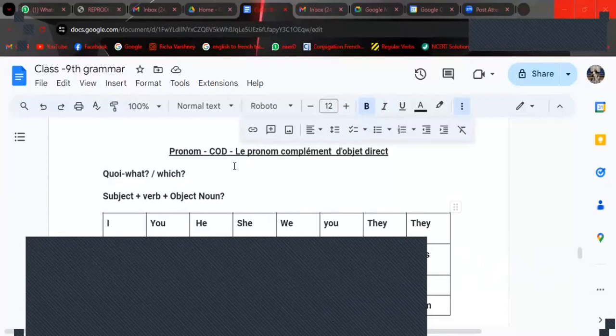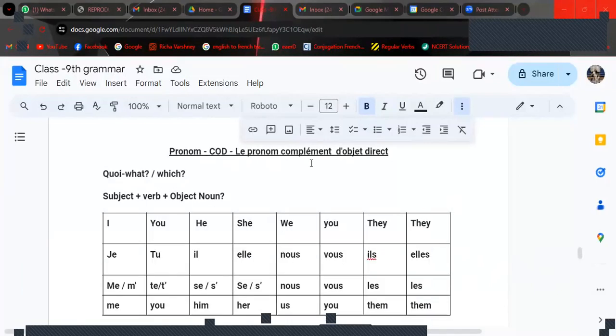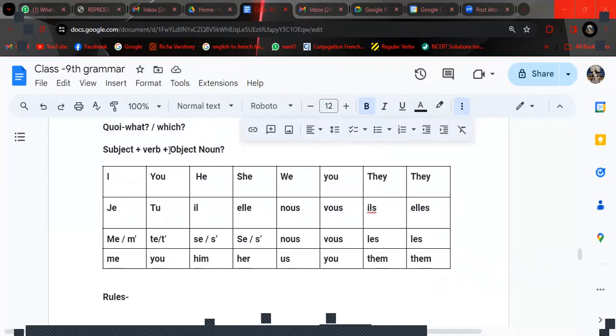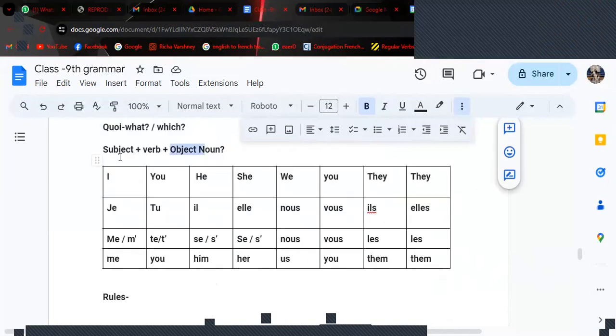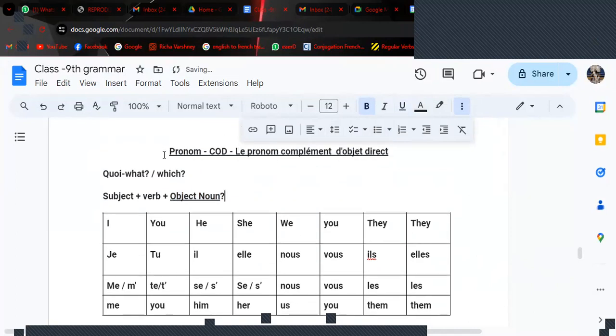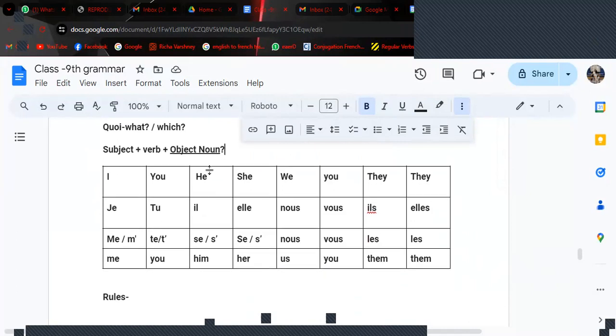All right. What is the definition? It is le pronom complément d'objet direct. The direct object, we need to replace it. What is this? I told you subject plus verb. Now here is the object noun. I am here to replace it, right? Okay. And COD gives the answer to the question quoi, which or what.